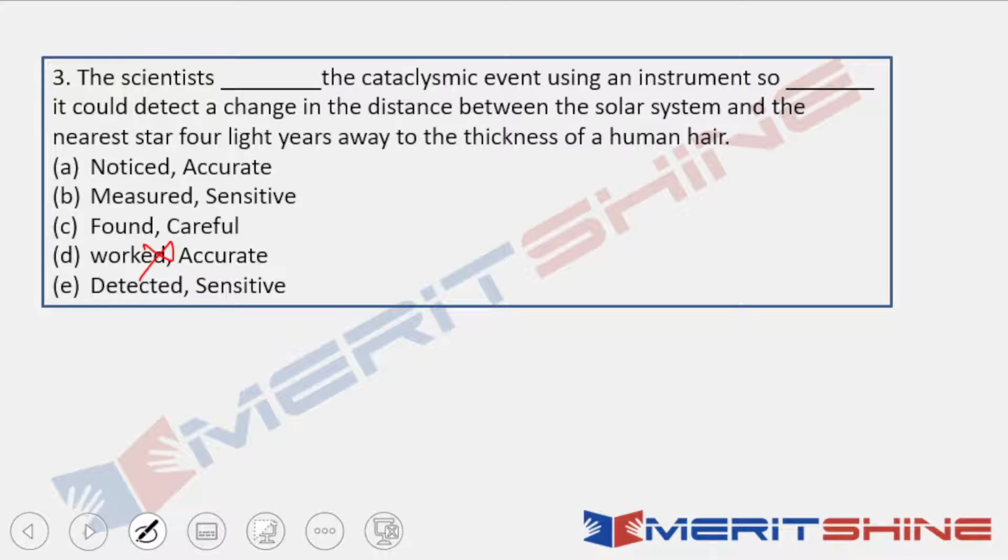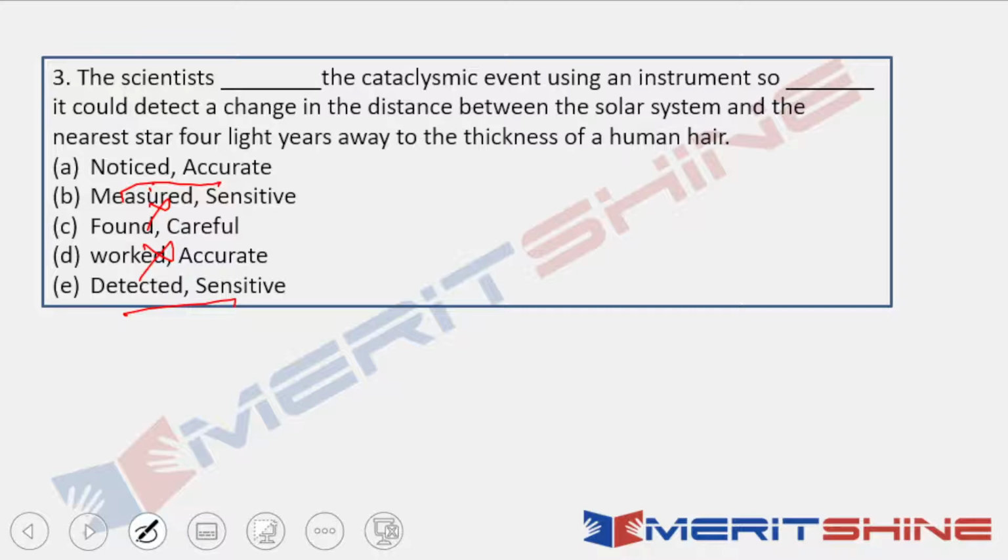Acha. Measure, does it make sense? Not so, because you measure something. If it had been measured the duration of the cataclysmic event or measured the intensity of the cataclysmic event, then measured could have come. But here you are just identifying it. So measured would also not come. So you are left with, essentially, only A and E. So notice the cataclysmic event using an instrument so accurate, detecting the cataclysmic event using an instrument so sensitive.